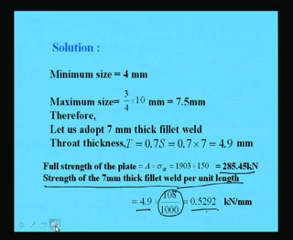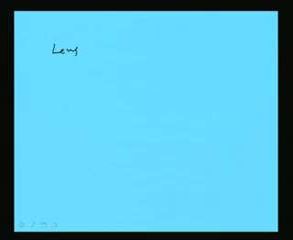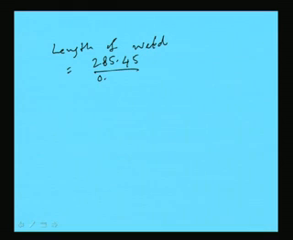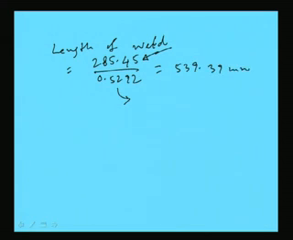So, length of weld will become 285.45 by 0.5292. This is the strength of weld per millimeter length, and this is the strength of the plate which can be carried by the angle. So, this is coming 539.39 millimeter. That means we can use 540 millimeter. So, 540 millimeter length has to be provided.